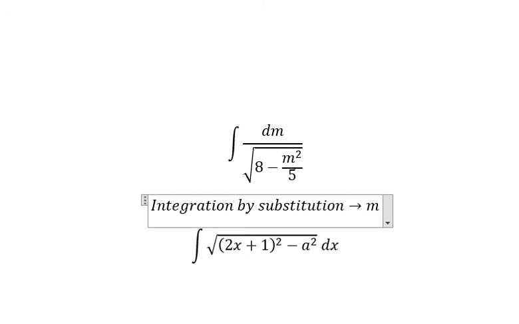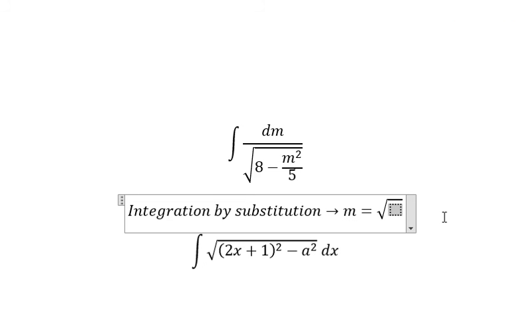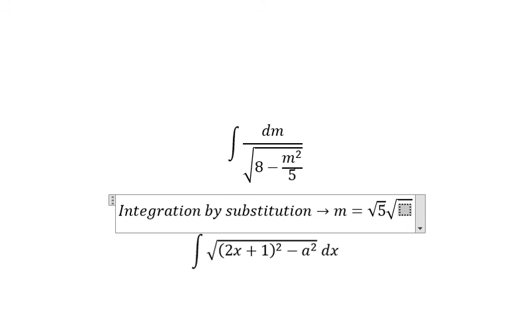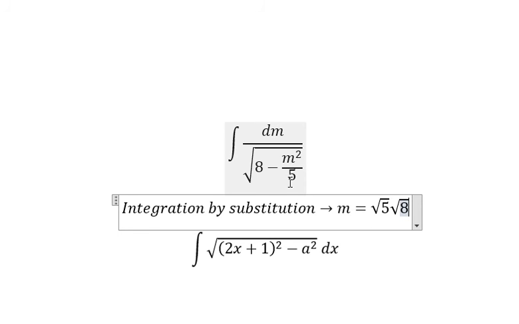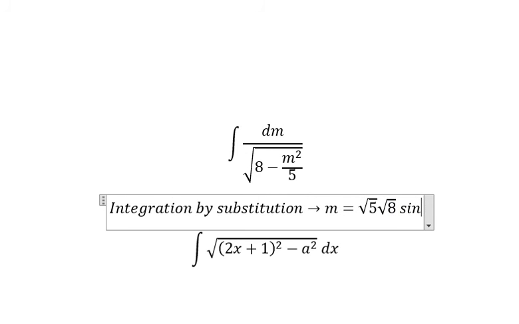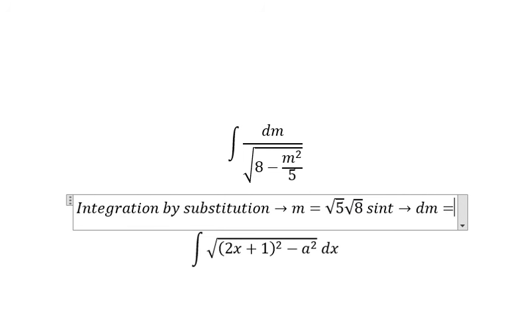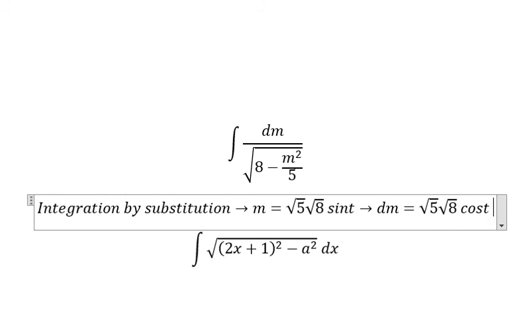So I will put m equal to the square root of 5 over the square root of 8, because if we put this one in here, we can simplify 5 and 8, and 8 we can do factorization, and this one we change for sine t. So if we first take the derivative of both sides, we get this one multiplied by cosine t dt.